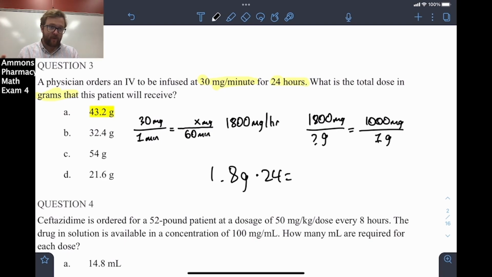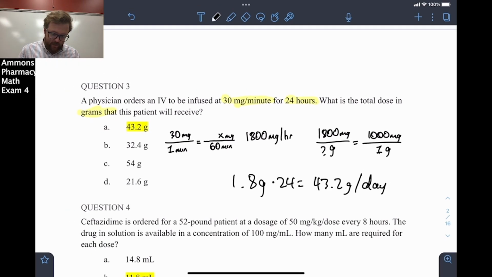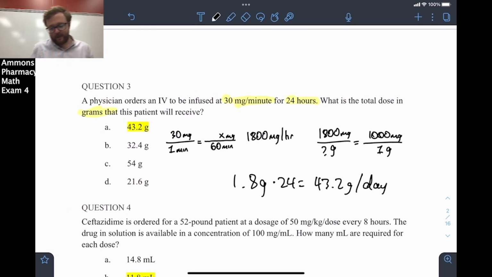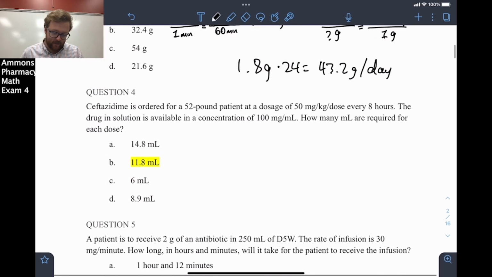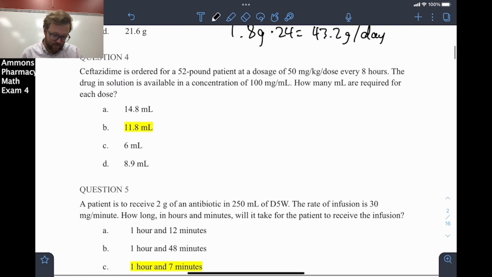And by the way, you're welcome for making this multiple choice. I would have just got the wrong answer. 43.2 grams per day. Okay. So that 1.8 that I calculated was basically just in 1 hour. So it's 43.2 per day, 24 hours in a day.